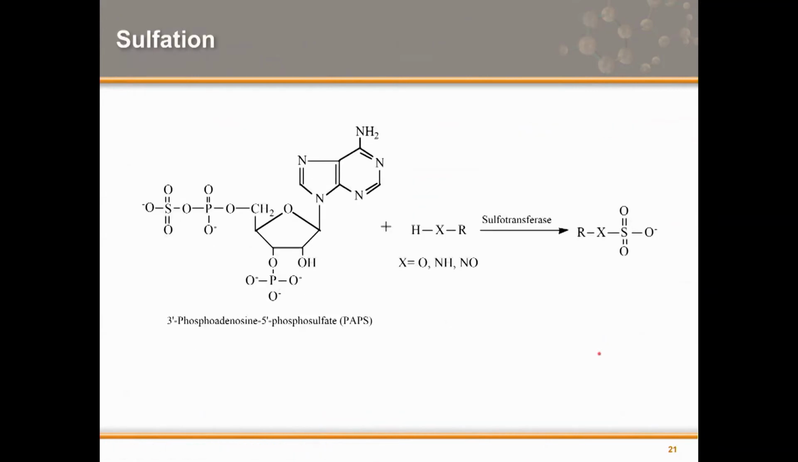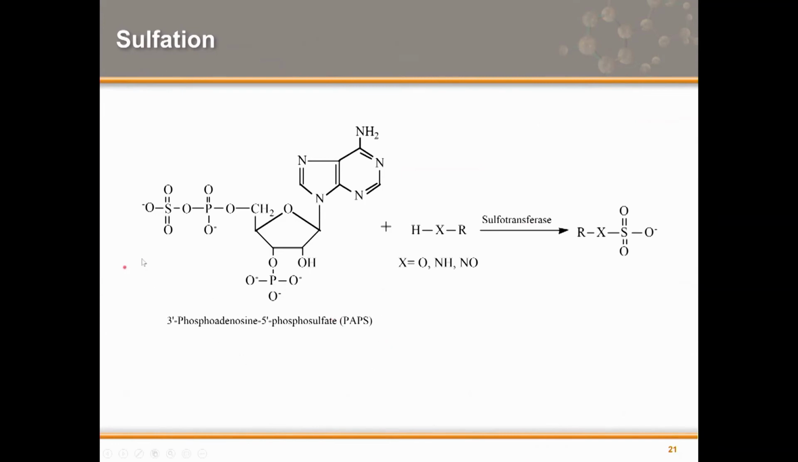So we'll now move on to briefly discuss sulfation, another important conjugation or phase 2 reaction. The substrates for sulfation are very similar and usually overlap with those for glucuronidation. Any drug that has a nucleophilic oxygen or nitrogen can form a sulfate conjugate. And this requires the cofactor 3'-phosphoadenosine 5'-phosphosulfate, or PAPS, which is shown here.